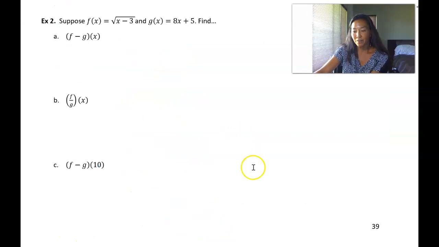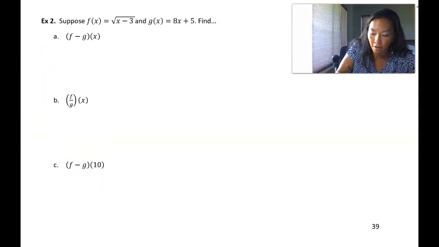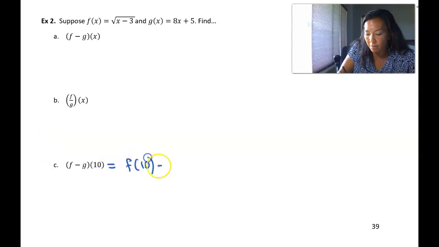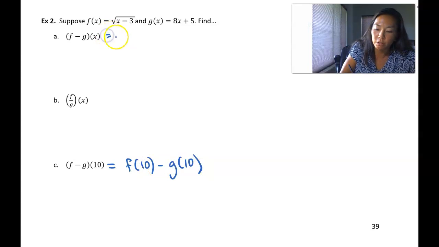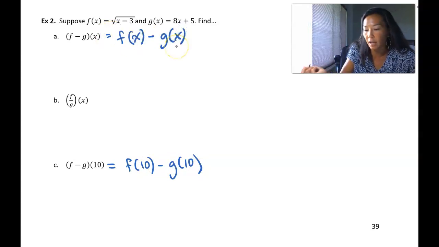All right, moving down to the bottom half of this page. What I would recommend is let's do C first, and then we can work on A and B a little bit more. So it's funny how that one's out of order in my mind. This is the same as saying f of 10 minus g of 10. And if I want to do it in terms of x, it would be f of x minus g of x. I guess A is pretty easy to complete, so maybe we'll just do it in order.